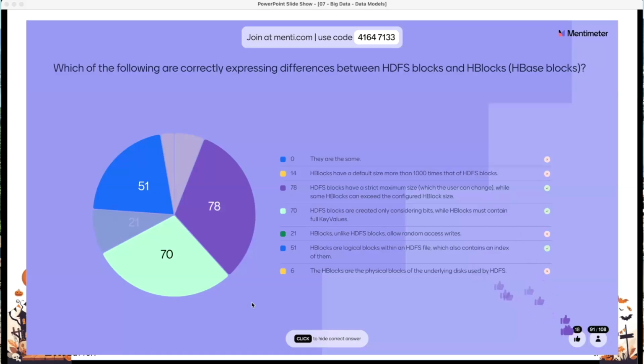And the last one, the HBase blocks are the physical blocks of the underlying disk used by HDFS. Why is that not correct?